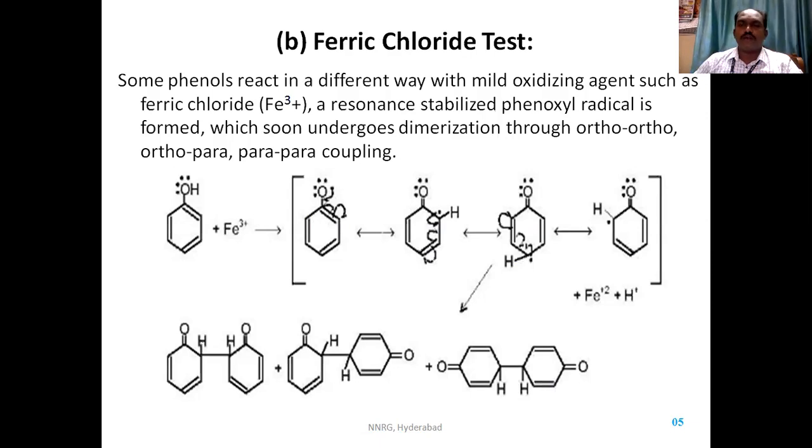Ortho phenoxy radicals combine to form the ortho derivative. If it is ortho and para, it forms a complex dimerized form. Coupling takes place to form ortho-para coupling, and sometimes para-para coupling. The colors again are red or violet solutions, which indicate that phenols are present.